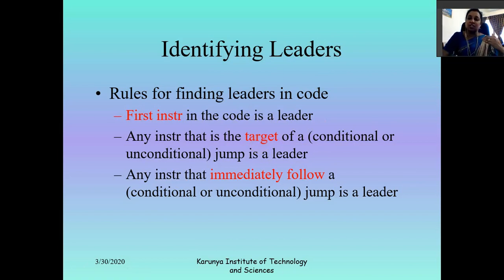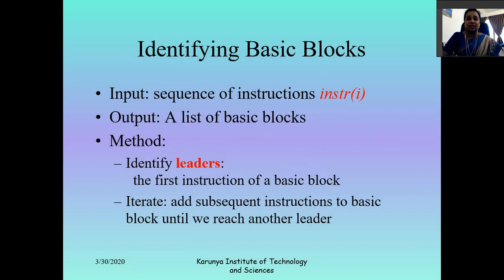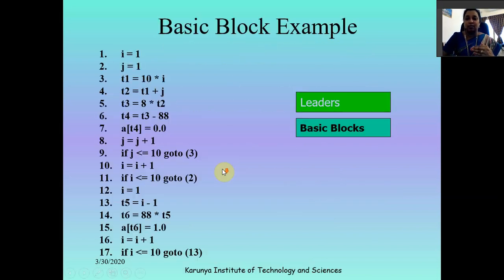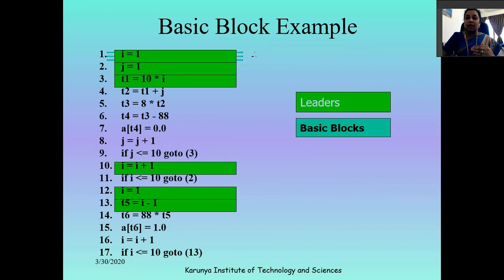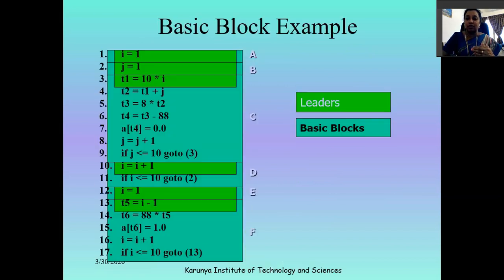And any instruction that immediately follows the conditional statement, the goto statement, is a leader. Now identify the leader and add as many other instructions into the basic block, and when the next leader comes in, it becomes a new basic block. So that is how we identify the basic block. So this is all about identifying the basic blocks.